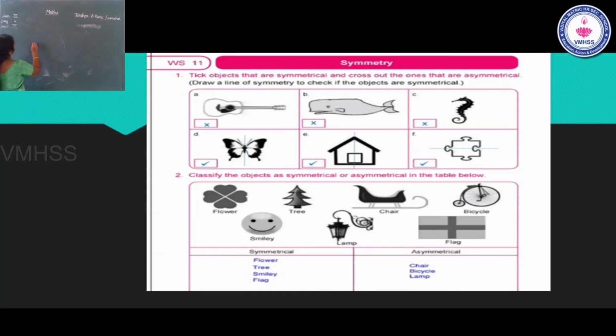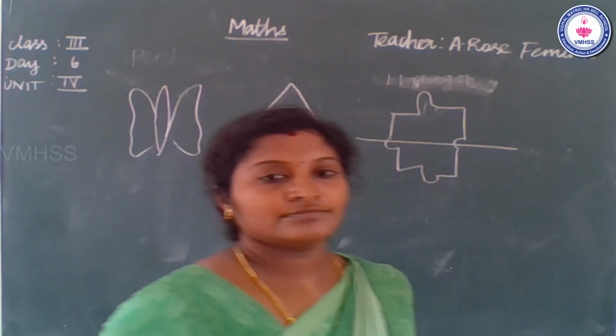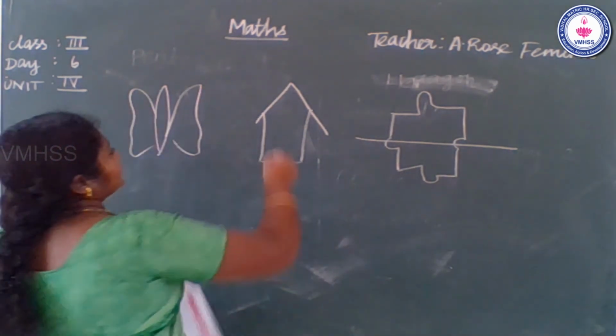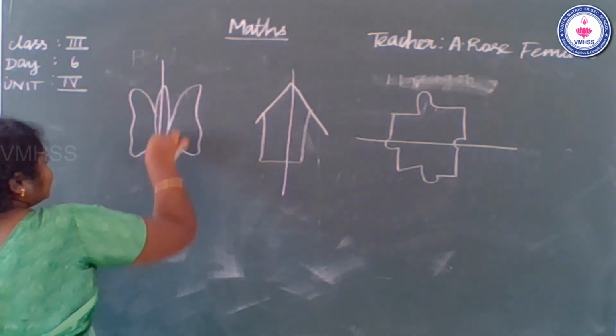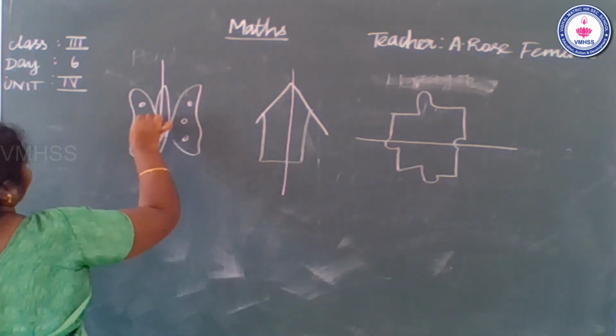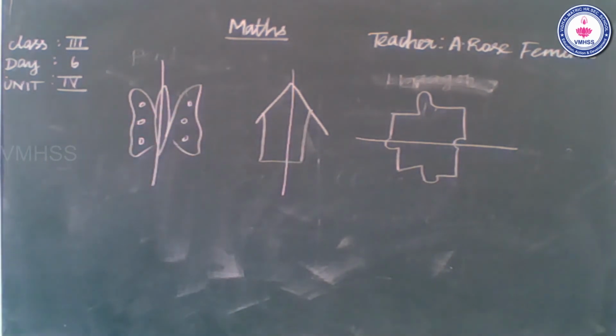So, butterfly, okay, second picture, home, third picture, okay, so this is a symmetric line. See the board mark. This is a symmetric line and this is also a symmetric line and this line also a symmetric line. So these are the symmetric pictures.